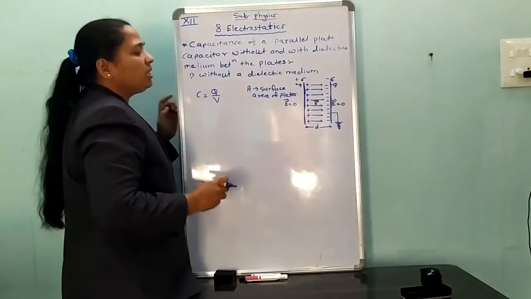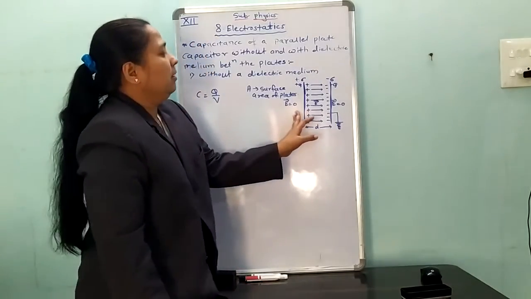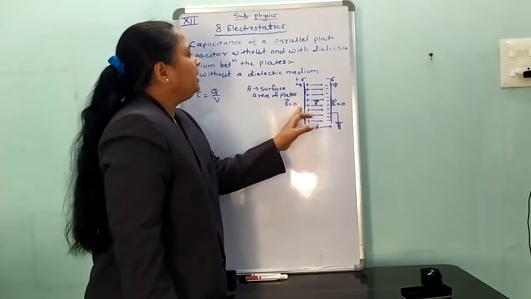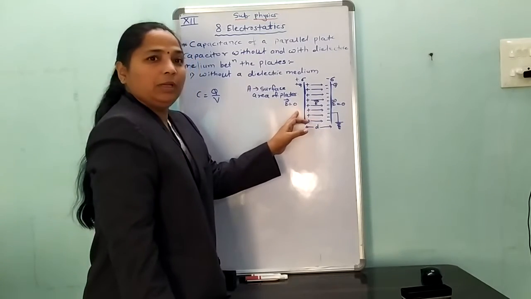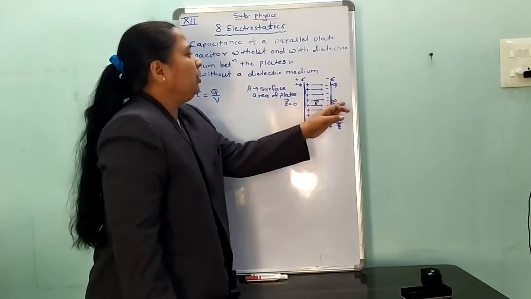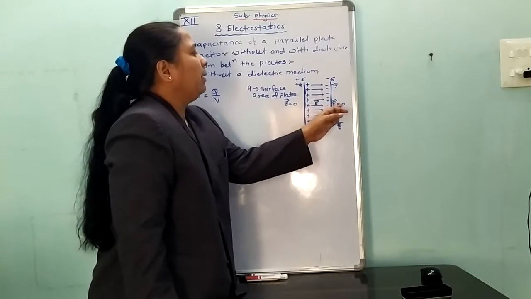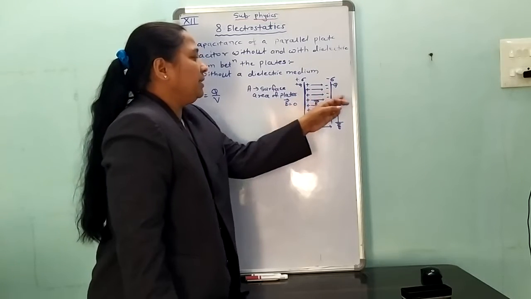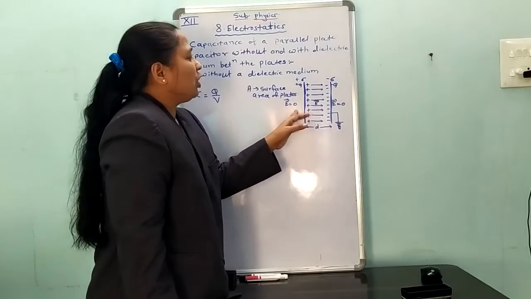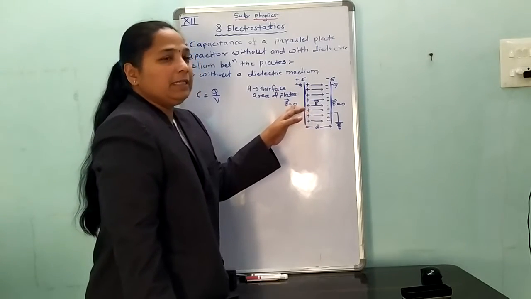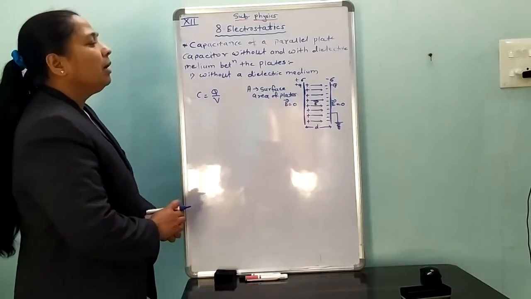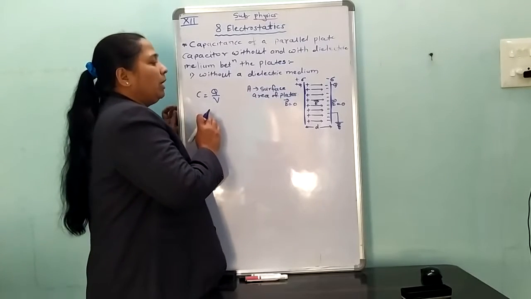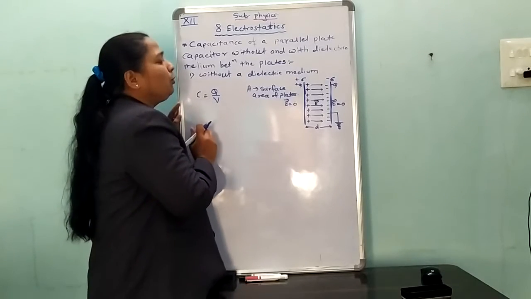And at the outside, the electric field intensity is 0. Electric field intensity is 0 outside the parallel plates because there is no net charge there, therefore the electric field intensity is 0. According to the formula, C is equal to Q upon V.